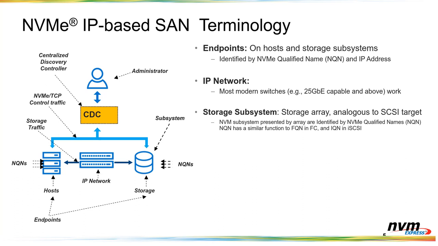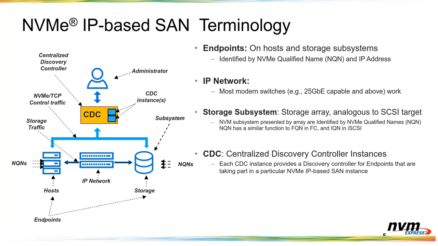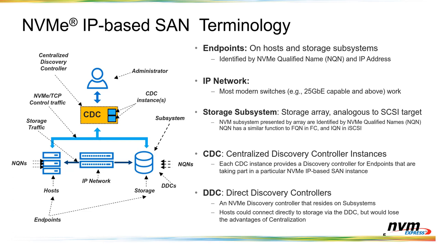We also have the concept of, again, that centralized discovery controller. But within the centralized discovery controller, there are centralized discovery controller instances, where each instance can be thought of as the set of fabric services that would be provided to a single IP-based SAN. If you're familiar with Fibre Channel, there's a SAN A, SAN B concept. You could have one CDC instance associated with SAN A, the other CDC instance associated with SAN B. And we also have a concept of a direct discovery controller, or a DDC. This is the discovery controller that typically resides on the subsystems. I just wanted to put that terminology out there to avoid confusion later on.